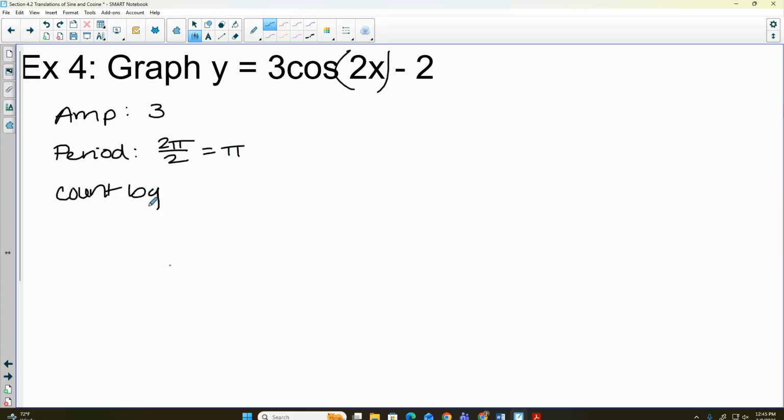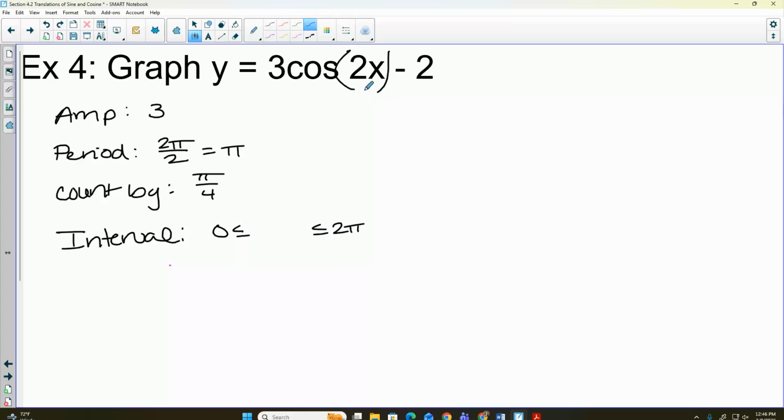Count by. What do we do? Period divided by 4 for the 4 quadrants. Okay, do I have to do an interval on this one? No, the only time you have to is if you have something added or subtracted within your angle. However, sometimes it's easier once we're in the habit of doing it. Does it hurt anything? No, it's just you put your angle in between 0 and 2 pi.